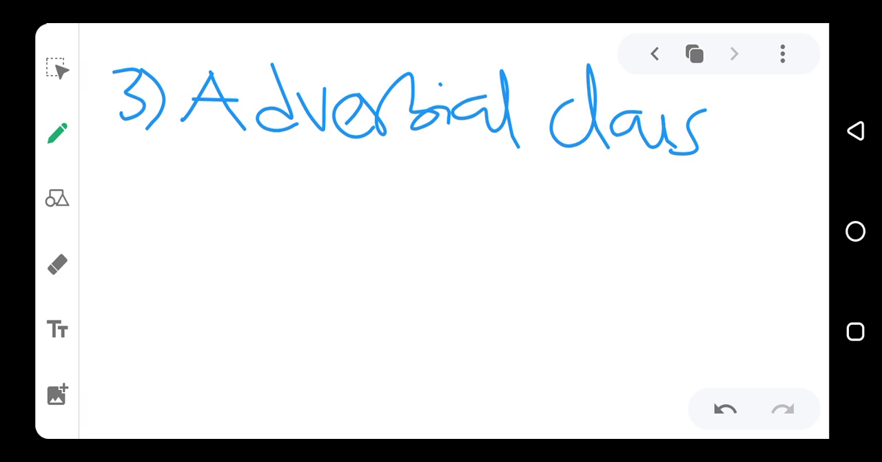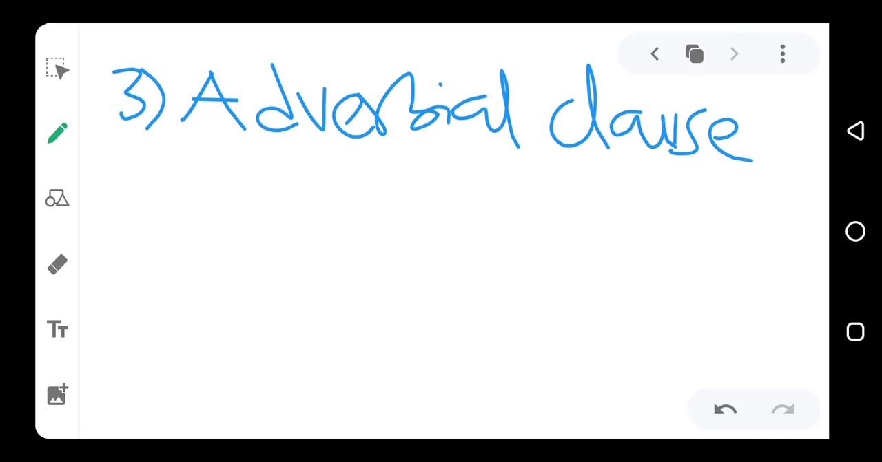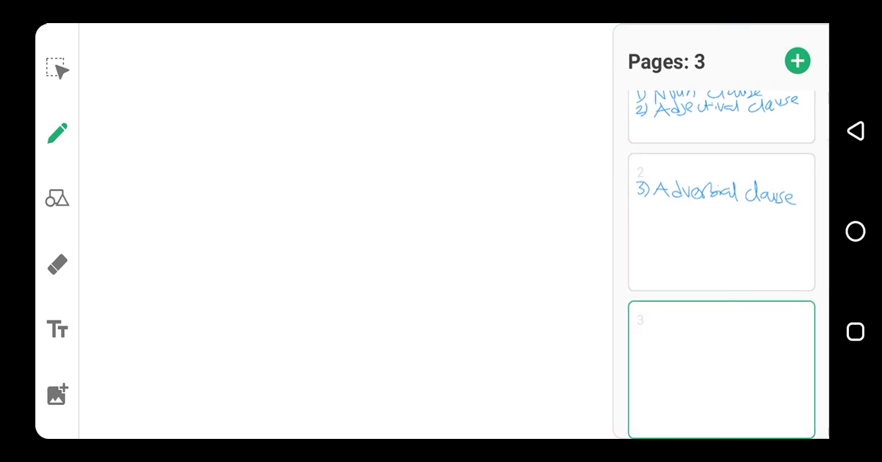So these are the three types of dependent clauses that we have: noun clause, or noun dependent clause, adjectival clause, also called adjectival dependent clause, and adverbial clause, also called adverbial dependent clause. Now let's look at noun clause or noun dependent clause.